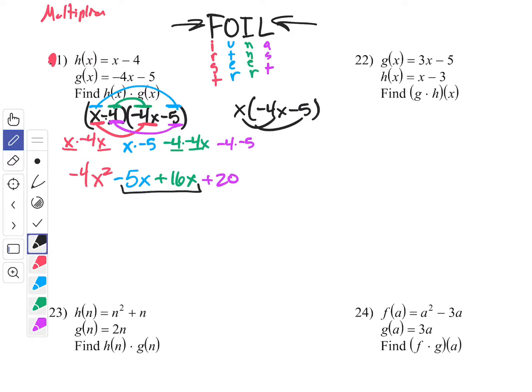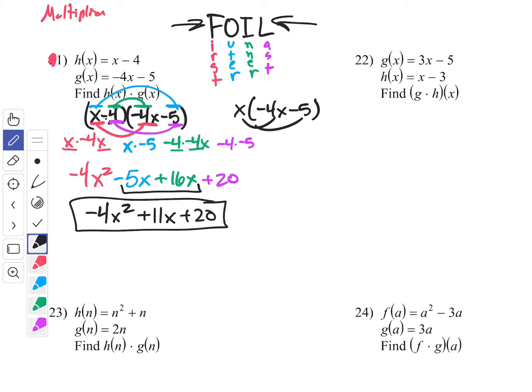And then we combine any like terms, which typically the middle ones end up being. So negative 4x squared stays. Negative 5x plus 16x is a positive 11x plus 20. And there is my new function. Okay? So that FOIL is kind of the way that I would suggest doing it for the most part.